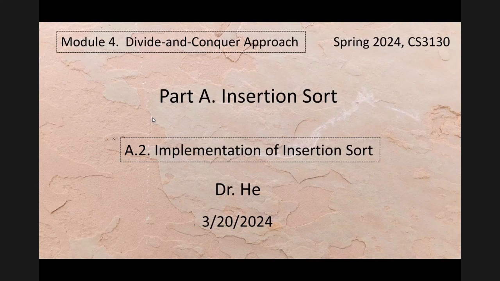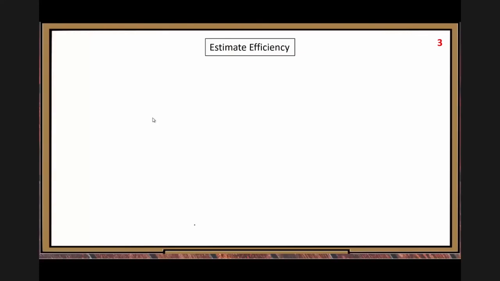Next, 8.2, implementation of insertion sort. Actually, we're almost there. We do not have much remaining work to do. But let us estimate efficiency. Let us estimate the number of comparisons we need to use. Compare and the shift operation. Because after every comparison, we need to do a shift operation.